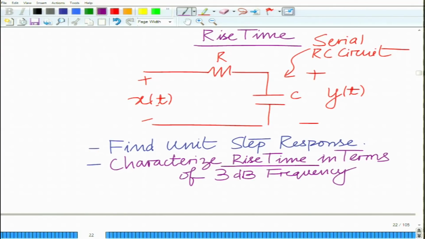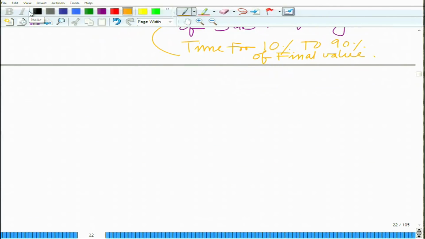Now, rise time is basically the time taken to go from 10% to 90%. So, the time taken for the capacitor output to go from 10% to 90% of its final value is termed the rise time of this serial RC circuit. Okay. So, now let us approach this problem.